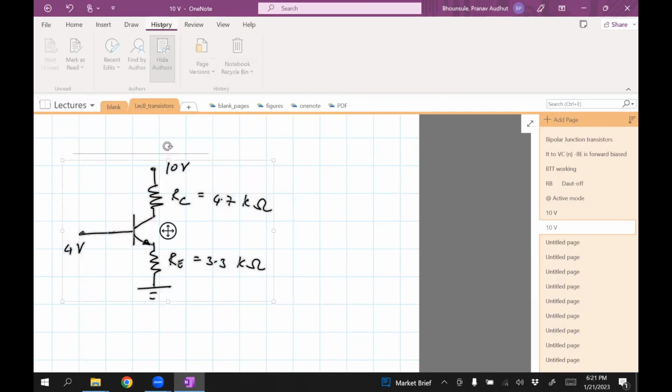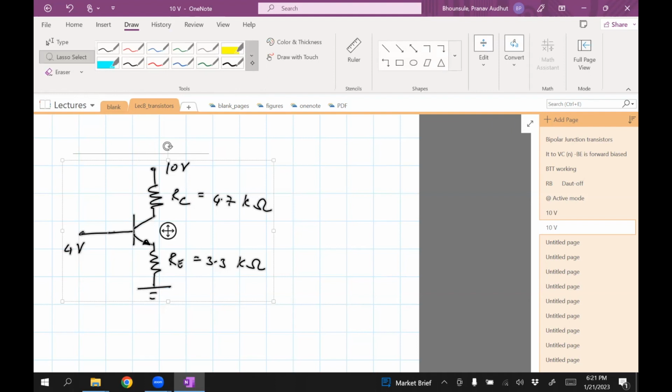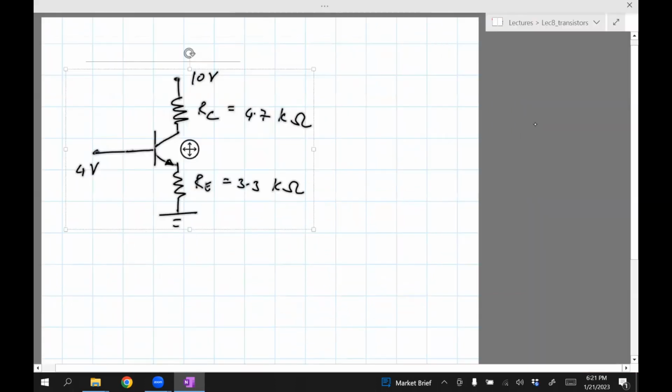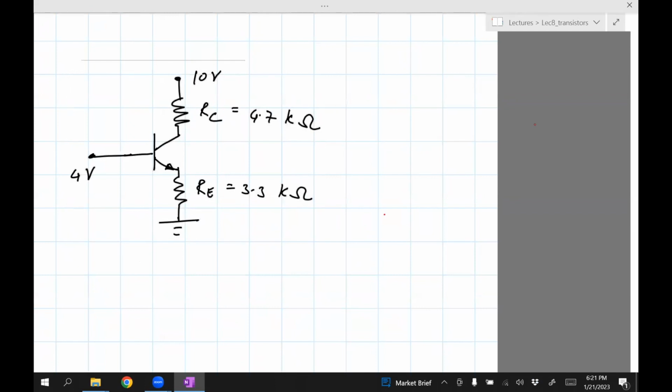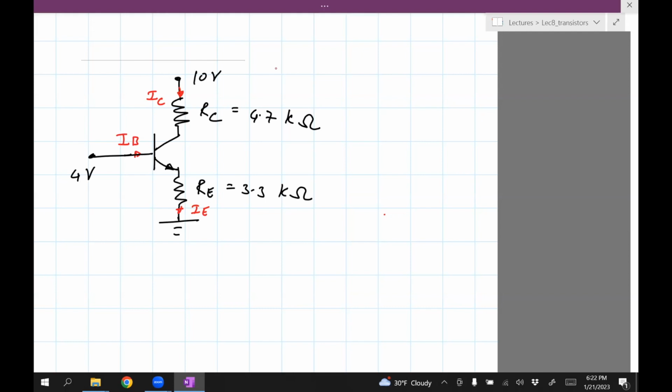Now, what I'm going to do is very important, and this will make your life easy. We'll mark this up in such a way that it will make calculations very, very easy. So let's mark up all the currents in the active mode. This is IC, this is IB, and this is IE. That's the first thing to do. Next, we'll mark all the voltages. So let's choose another color.